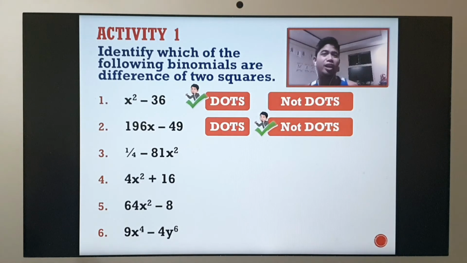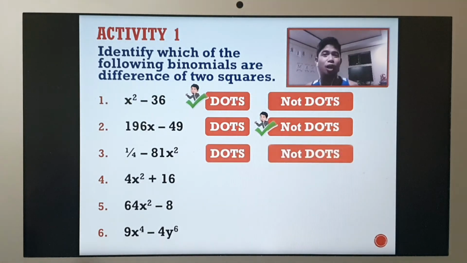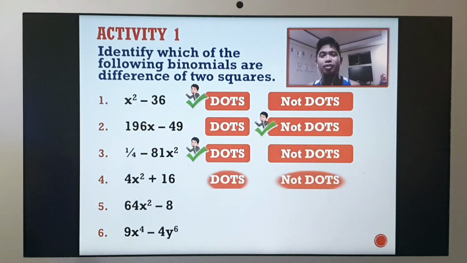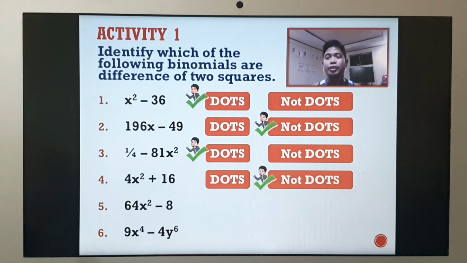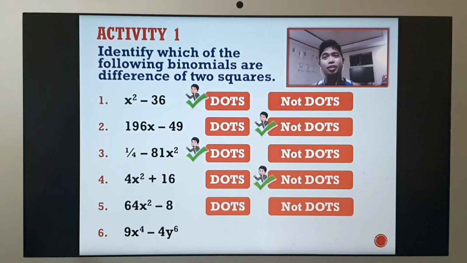How about number 3? Is it DOTS or not? Correct. It is a DOTS. Number 4. Is it DOTS or not? Not DOTS, because the operation between the two terms is not subtraction, but instead it is addition. How about number 5? Is it DOTS or not? Again, it is not DOTS, for 8 has no exact square root.